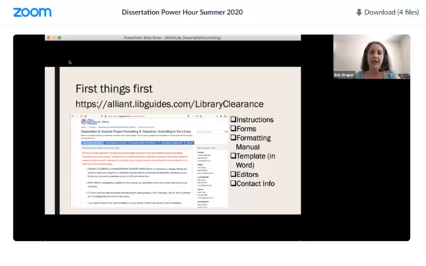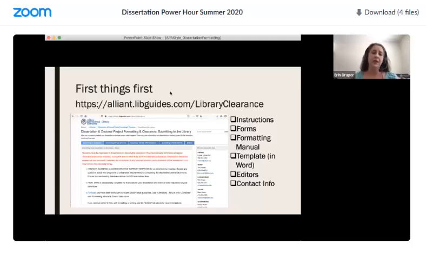There we go. Okay, so first things first, I want to make sure that you know about this website. It's from the library's homepage, which is library.alliant.edu. And I'm going to put it in the chat box really quick because it's not up there. Let me add those HTTPs. You'll see a link called Dissertation Clearance underneath Services, which is the center column on that page, or here is the direct link as well. Okay, so there's the library homepage.